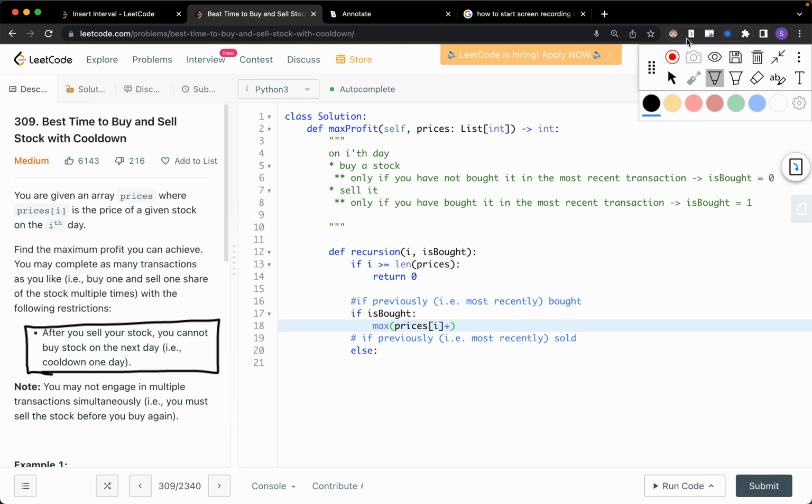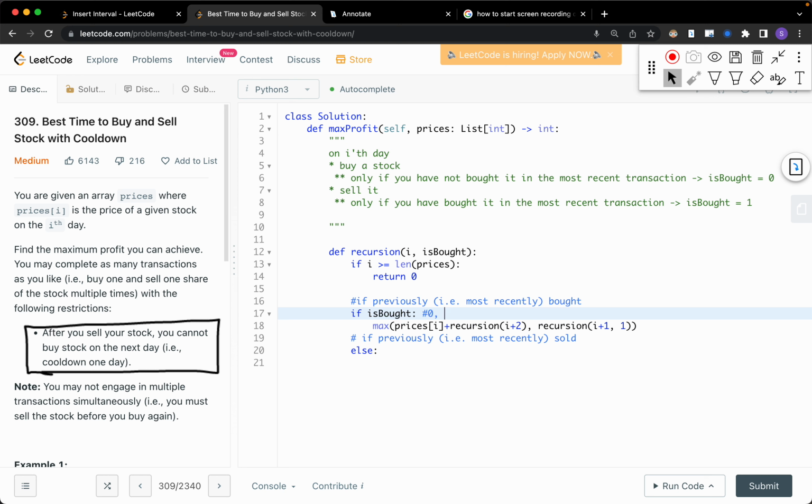So there has to be a cooldown. That means what we can do is, if we sell the stock on the ith day, then we can perform this recursion from the I plus 2th day, because we have to completely ignore the I plus 1th day. Or else we can ignore the current day, right? In that case, our function would become recursion of I plus 1 comma 1, because as we have already told, my isbot will be having either 0 or 1 values. These are the values that my isbot will be taking.